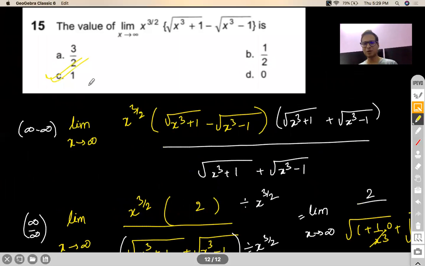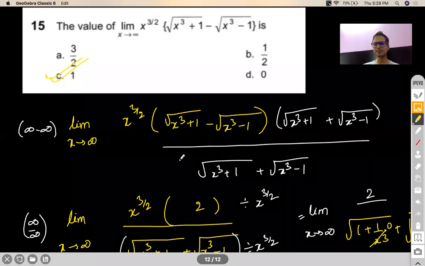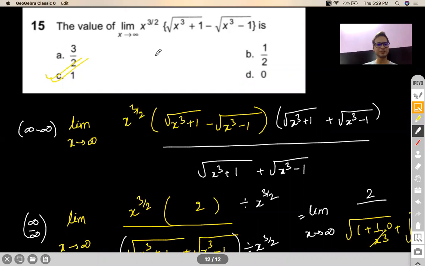Okay. So I think this problem gave you a fair bit of idea how to deal with infinity minus infinity form. Let us take few more questions. Any doubt here, anybody? Any doubt? Any questions? All good? Okay.